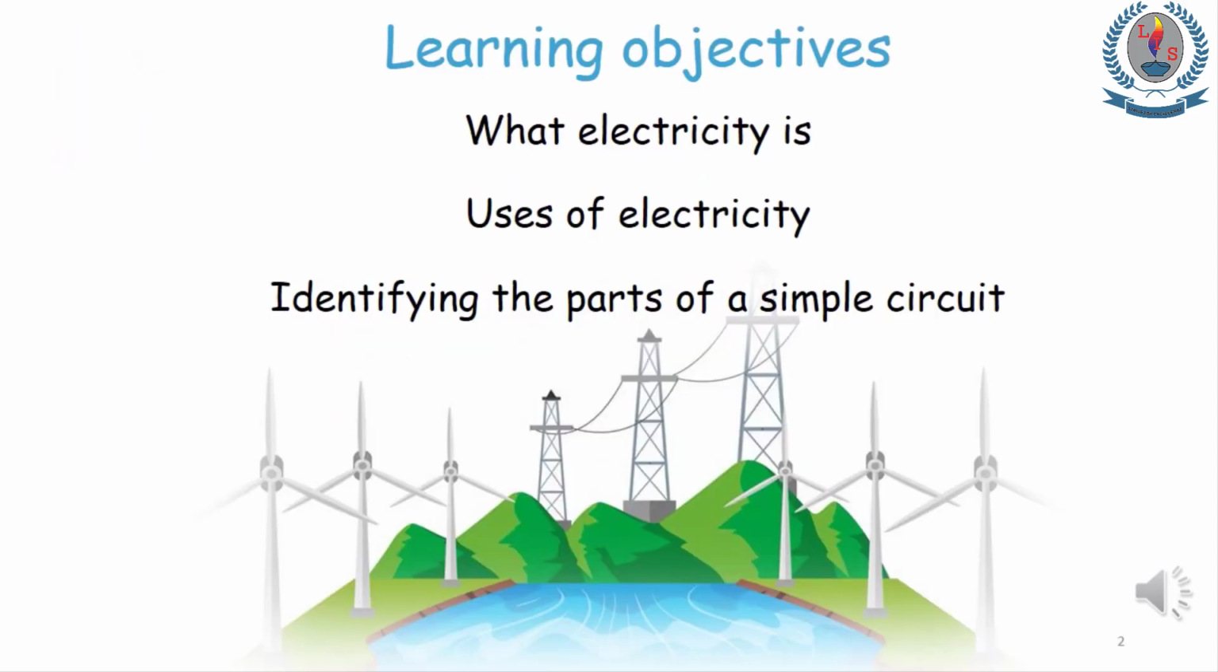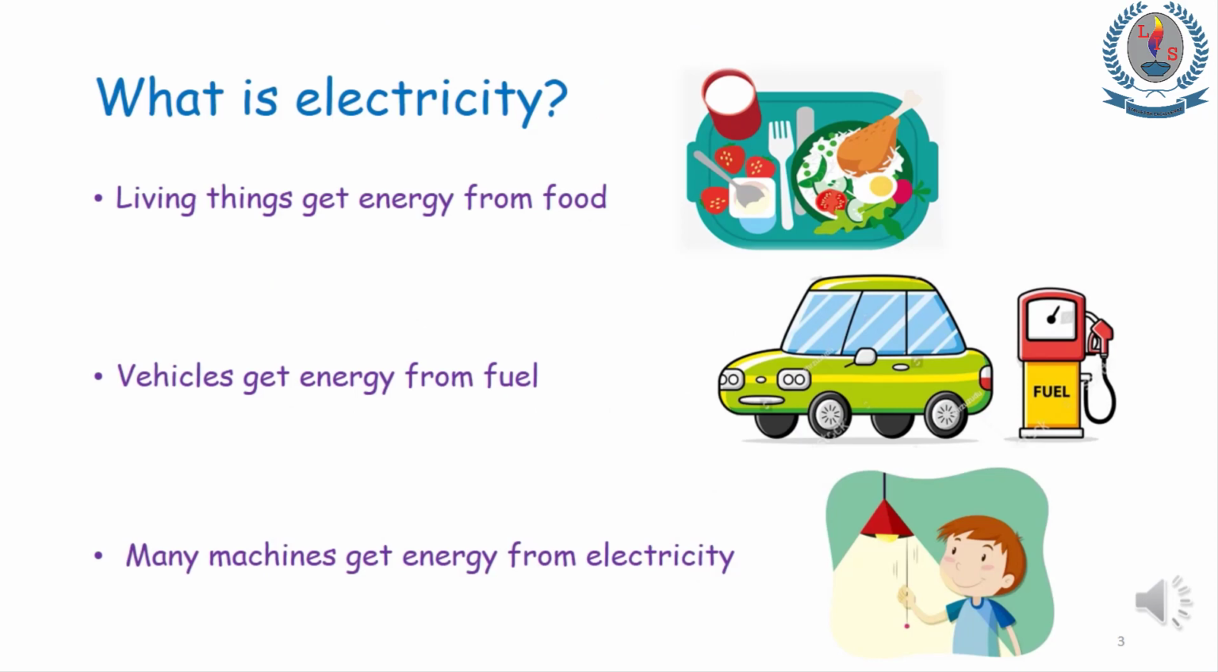Before we start the lesson, it is important to look at the learning objectives. These are the things you will learn from this lesson: what electricity is, uses of electricity, and identifying the parts of a simple circuit. At the end of the lesson, you can come back to the objectives and see how much you have understood. Now let's start with the lesson.